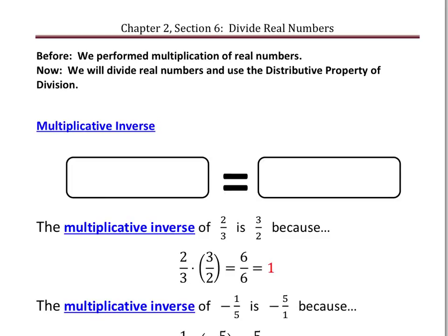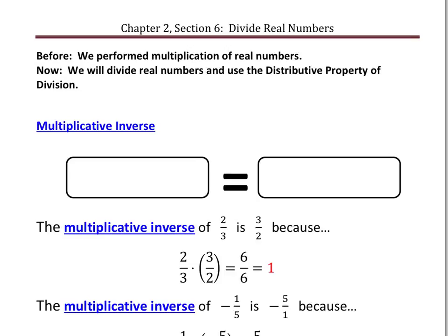Okay, we're now going to move on to Chapter 2, Section 6, dividing real numbers. In the last section, we looked at multiplication of positive and negative real numbers. We also looked at the distributive property of multiplication and combining like terms. Now we're going to move on to looking at division with positive and negative real numbers and look at the distributive property of division. So first let's look at a little bit of vocabulary.